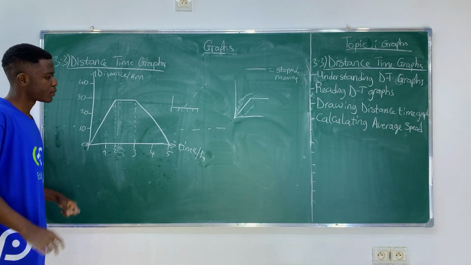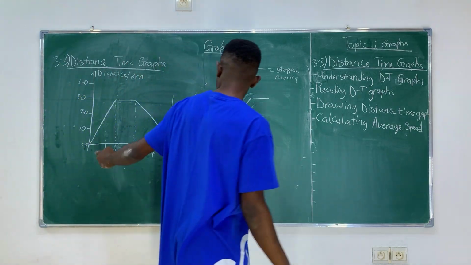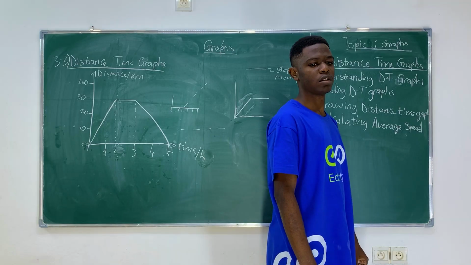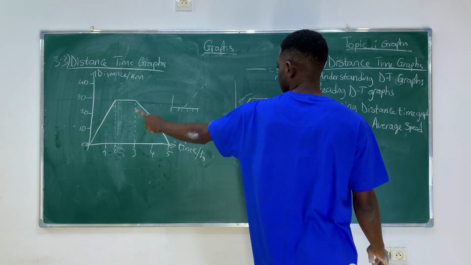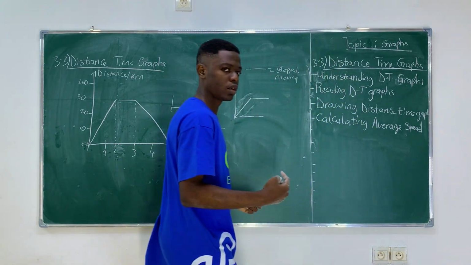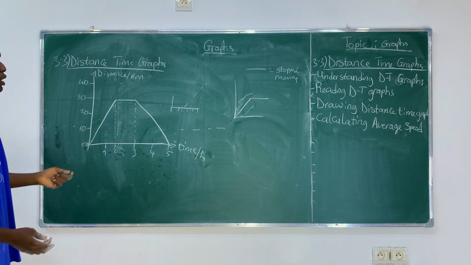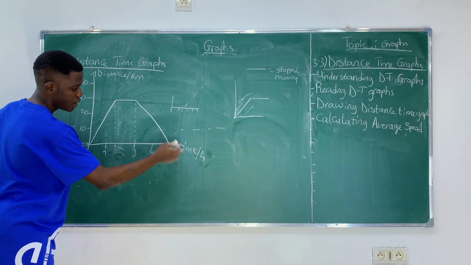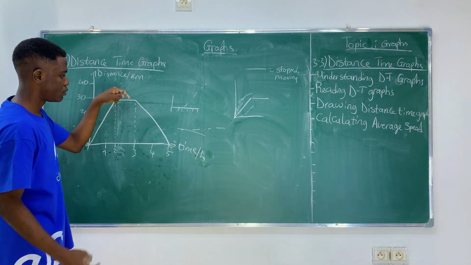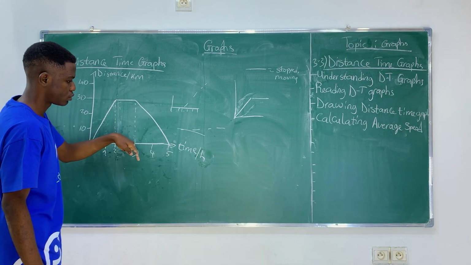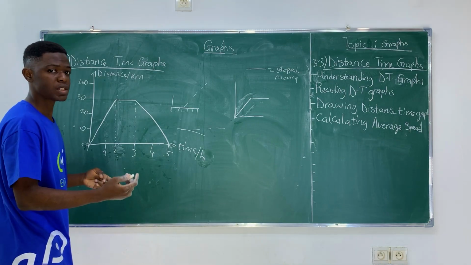So it's like the person traveled. After 2 hours, he stopped. Then he spent 1 hour without doing anything. Then, on the third hour, he went back, because the distance from the house is reducing as time is increasing. That is why it is going down. It's actually moving, but its distance is reducing.